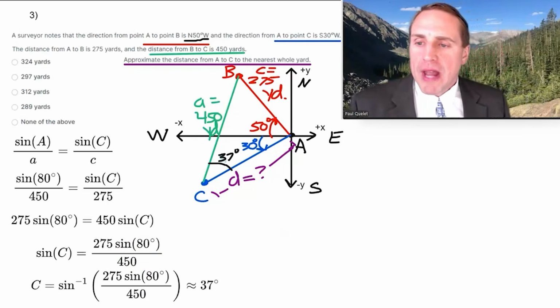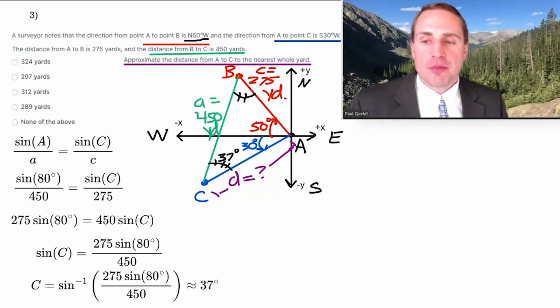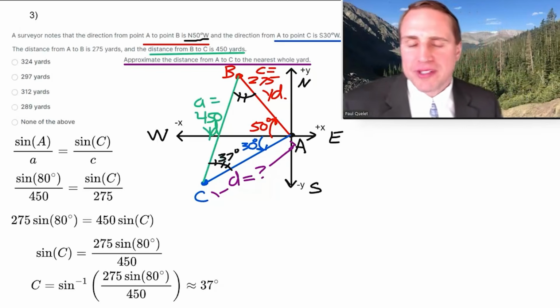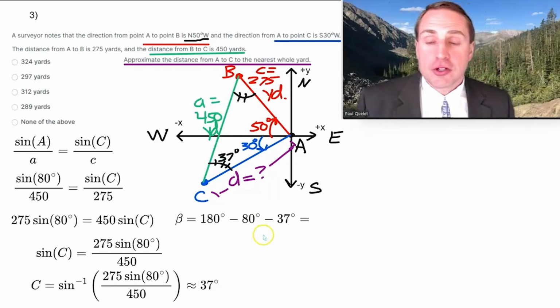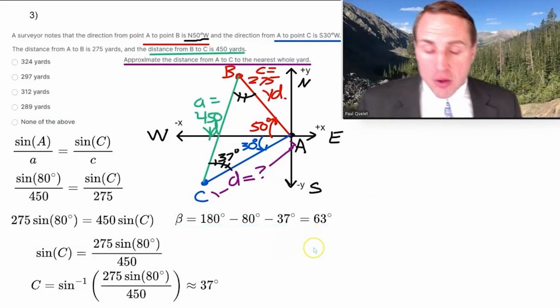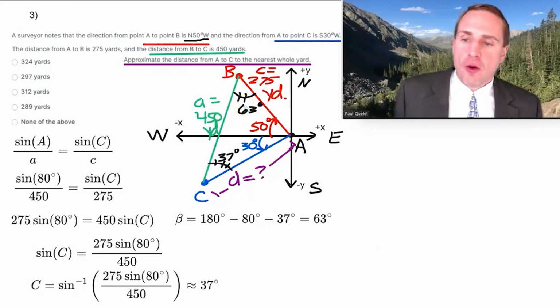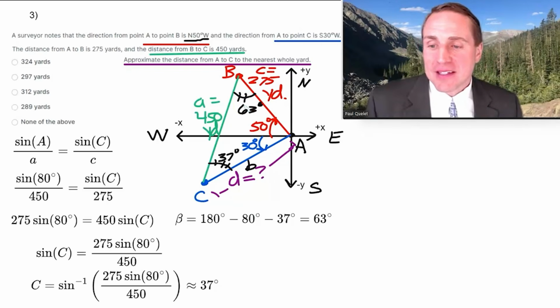So then what would angle B become? Well, hopefully it should make sense to you that angle B is just going to come from subtracting angle A and angle C from 180 degrees. So let's subtract 80 degrees, 37 degrees. We end up with 63 degrees. Okay, so now we have angle B. Now that we have angle B, we can go for finding side length B. Side length B is what we're interested in, because that's across from angle B.